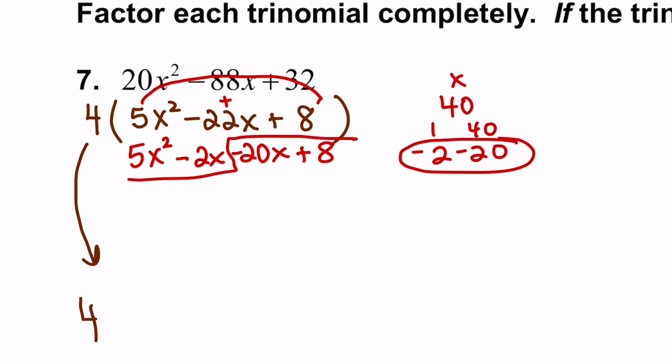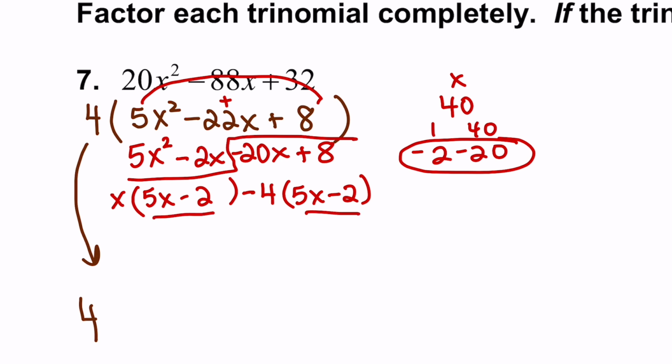Now 5 and 2 don't have anything in common. They're both prime numbers, but they both have an x that I can pull out. 5x minus 2. Whatever sign you have, bring that down. Now I'm looking at 20 and 8. What's the biggest number that will go into both 20 and 8? That will be 4. And you're going to have 5x. A negative times a negative equals positive, minus 2.